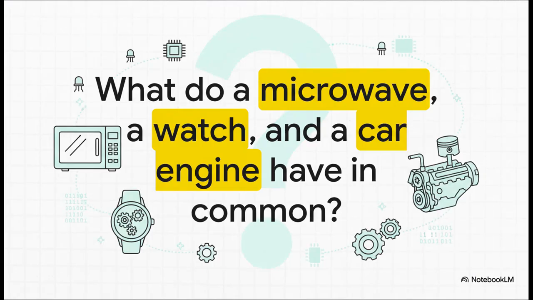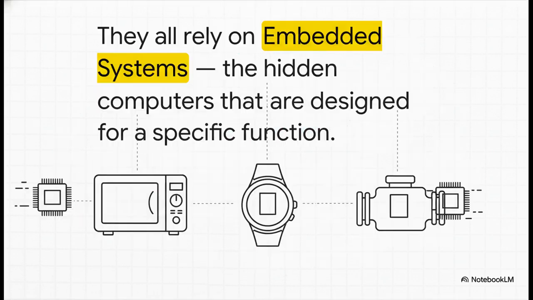All right, let's start with a question to get you thinking. What on earth do a microwave, a digital watch, and a car's engine all have in common? I mean, they seem totally different, right? But believe it or not, they share a crucial piece of computer science. And the answer is they're all controlled by a special type of computer system known as an embedded system. They're basically the hidden computers that power so much of our daily lives. Okay, let's dive into what that actually means.